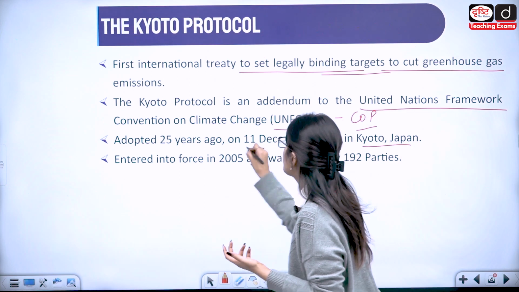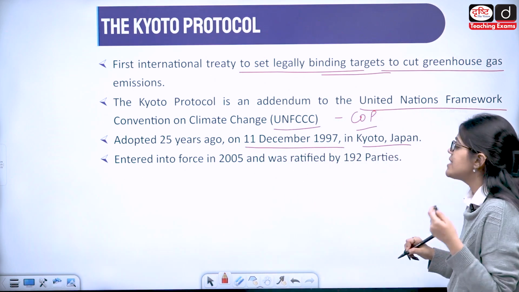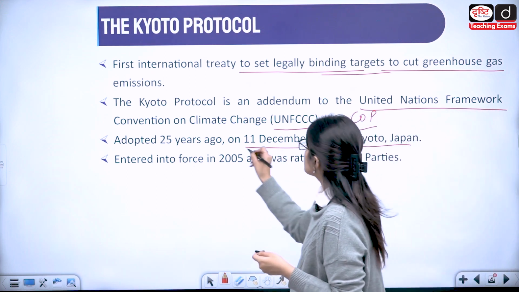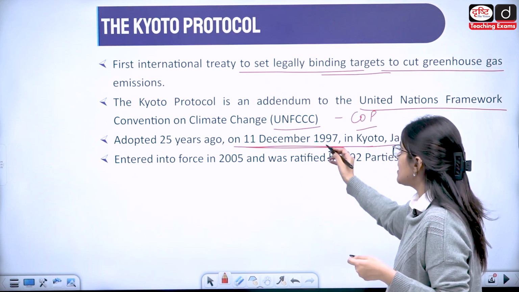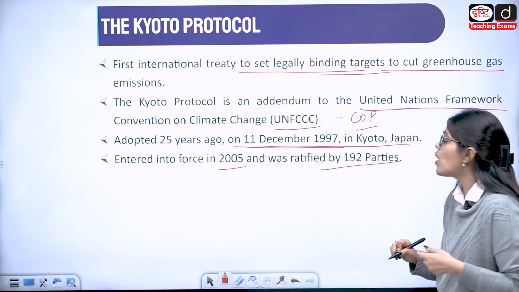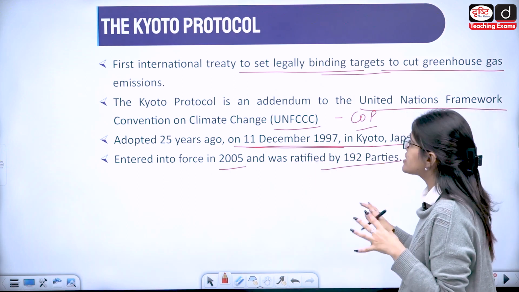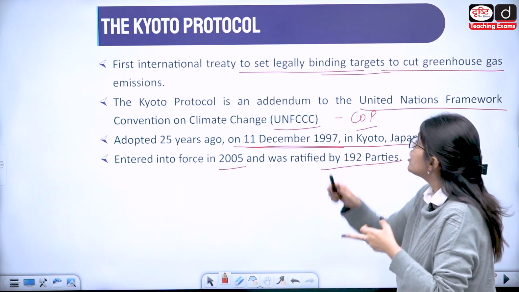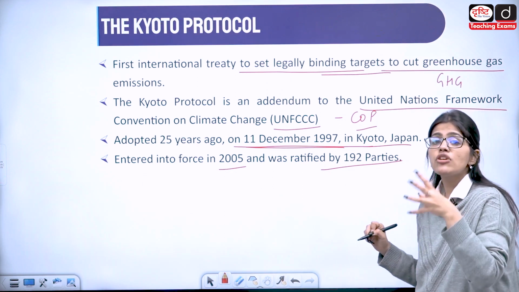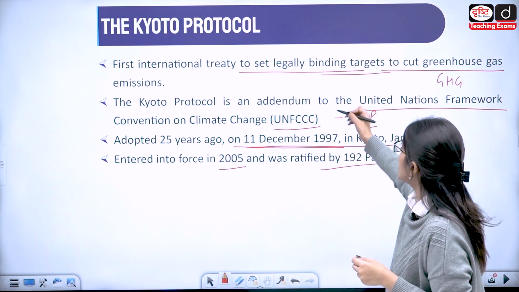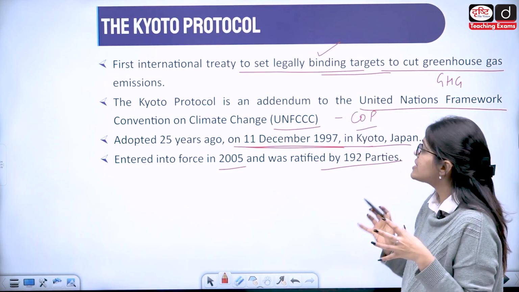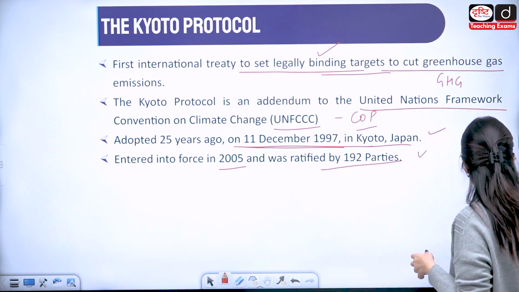The Kyoto Protocol was adopted on 11th December 1997 in Kyoto, in Japan. It was adopted on 11th December 1997, but it came into force in 2005, and it was ratified by 192 parties. These are the things that you have to remember. It is the first international treaty to talk about greenhouse gases, the emissions of the greenhouse gases. Then there are legally binding targets, and it is under the umbrella of UNFCCC. Also, the dates become important.